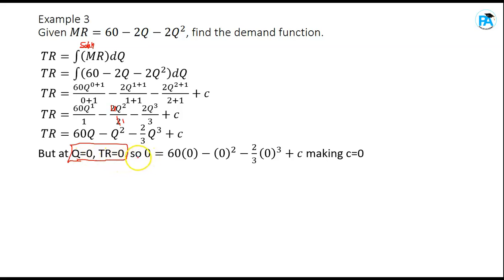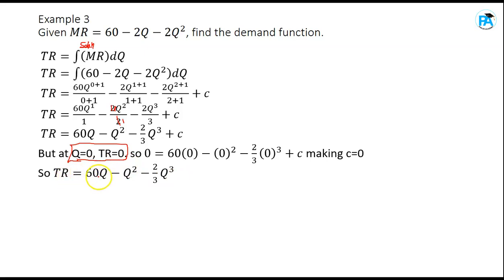So, if that is the case, we substitute 0 in place of total revenue and 0 in place of Q, so that we can get the value of C. It gives us: TR is 0, so we put 0 there, equals 60 times 0 minus 0 square minus 2 over 3, 0 exponent 3 plus C. This makes C equal to 0, because the whole of this gives you 0, this also gives you 0, and C will be equal to 0. Do you get it? So if C is equal to 0, let's substitute it there.